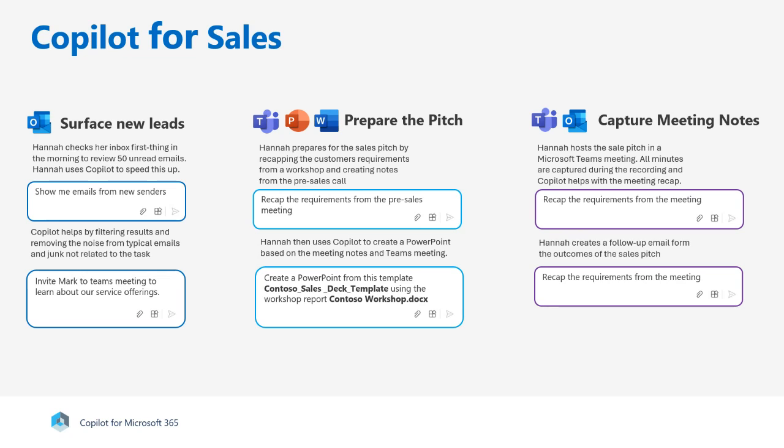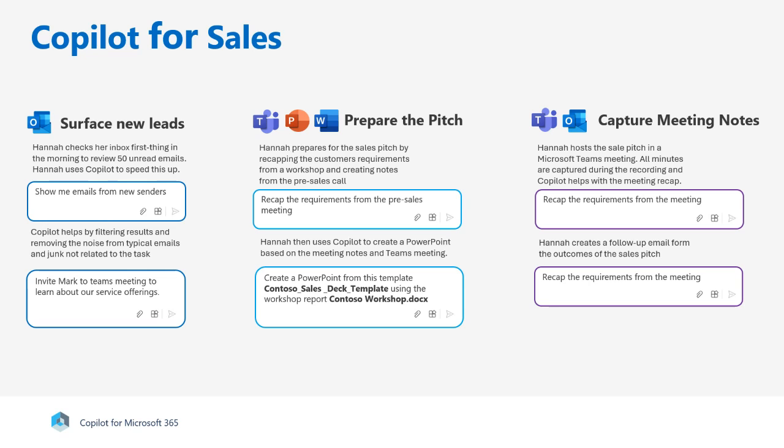And asking Copilot to provide any more information on how we can sell to the customer. And then the next piece we've got, maybe you can create a PowerPoint deck from this template using the workshop report. So we can almost create a sales pitch deck from that report to then replay back to the potential sales opportunity.